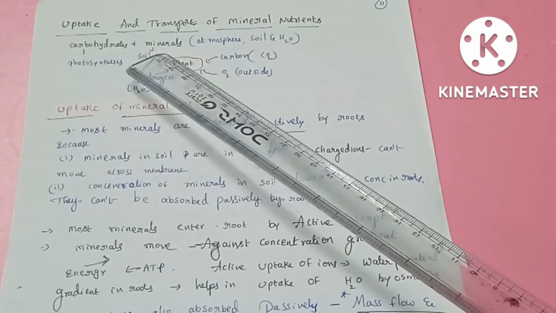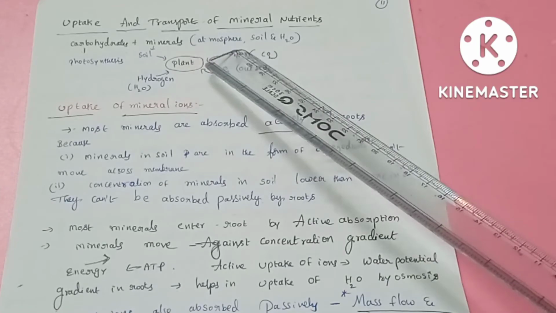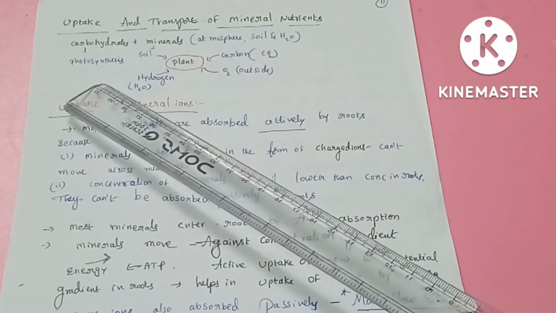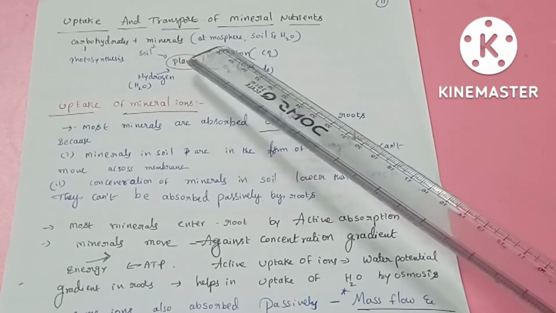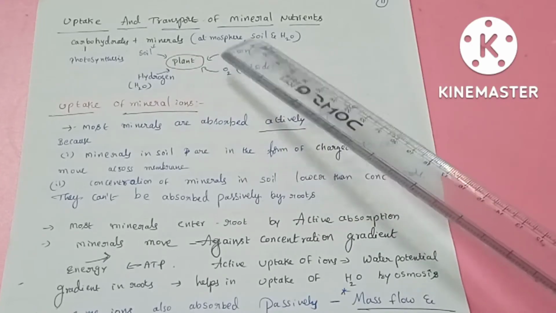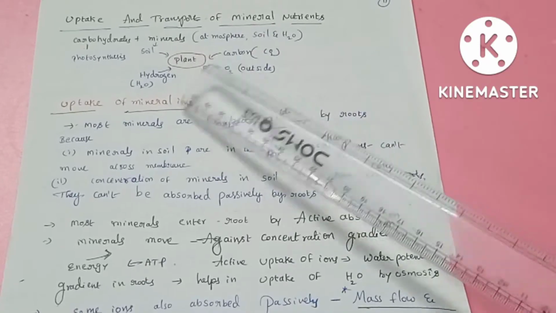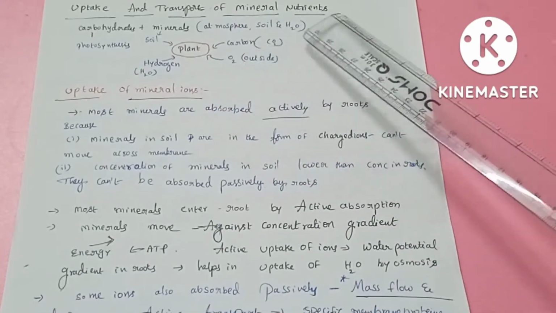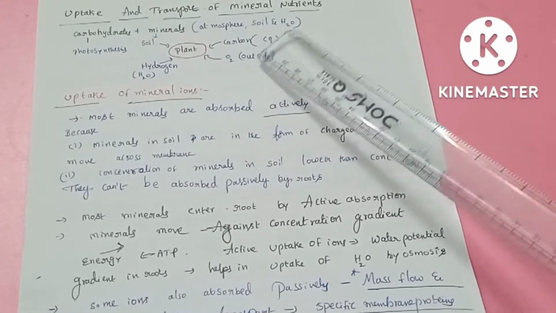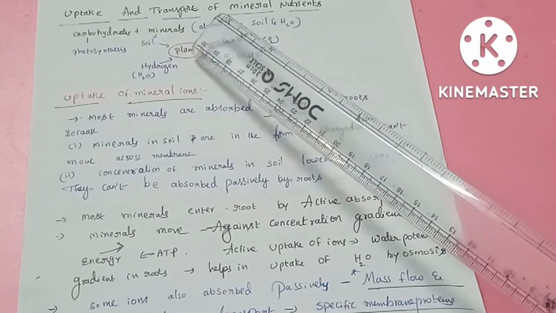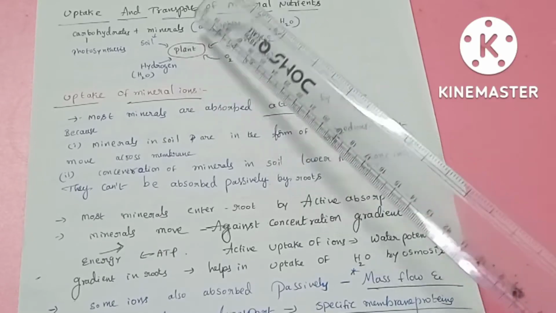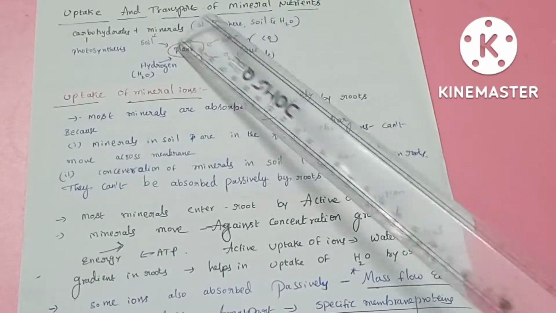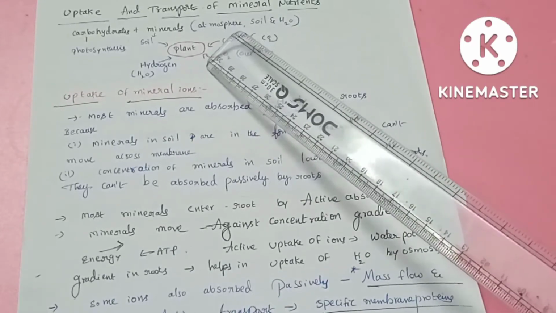These minerals may be obtained from the atmosphere, soil and water. These are the sources of the minerals. The carbohydrate source is photosynthesis, and minerals are obtained from the atmosphere, soil and water. The plant obtains its carbon from carbon dioxide, oxygen from the outside environment, hydrogen from the water, and all the minerals are obtained from the soil. So these are the sources of different minerals for the plant.